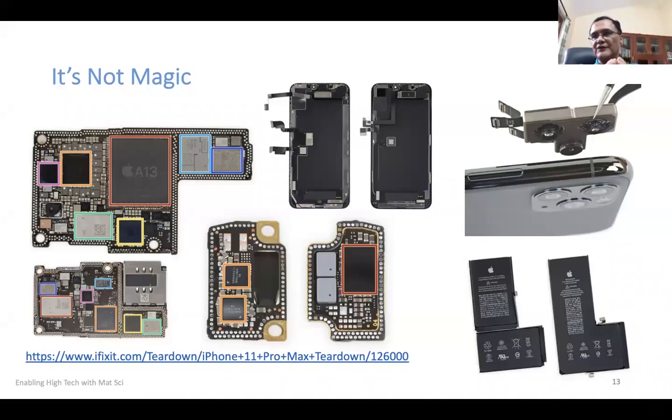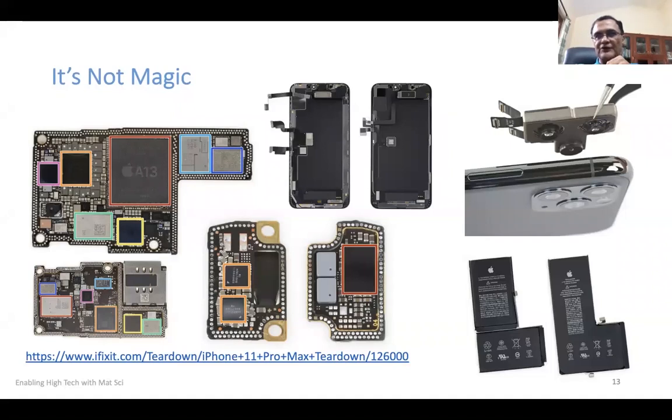Then you have pretty advanced cameras, and the image quality is now controlled both by the camera hardware as well as the software. And behind all of this is a powerful battery, which has again its own set of material science enablers. So I'm not going to touch upon display or the battery or the camera. But for the purpose of this presentation, I will take you through the bottom, the middle and the left portion of this slide, which is the integrated circuit, so what we call chips.